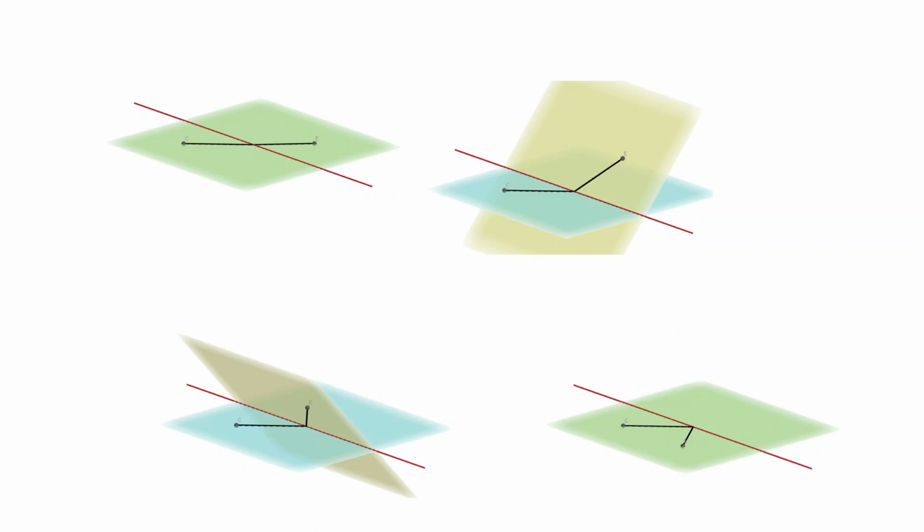What should we do then? The simplest idea is to use perpendicular lines, right? So this is your line of intersection.